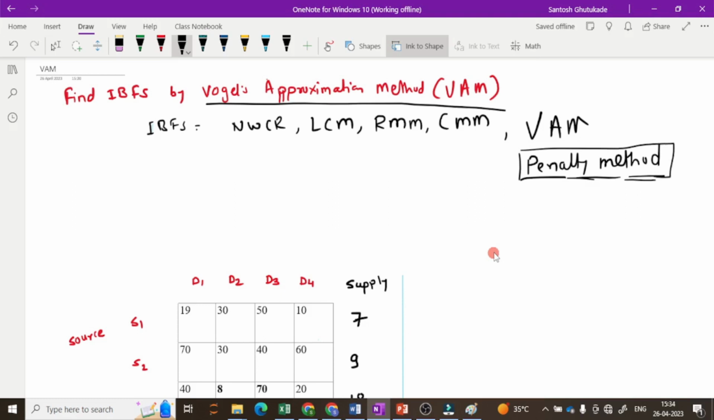So what is a penalty? Penalty is nothing but, if we give the allocation at the minimum value, and if we give the allocation at the next minimum value instead, then the difference between the minimum and next minimum value is nothing but the penalty. So we will see it in the problem. The same problem we solved in the previous lecture with a different method, so today we will solve it with the VAM method.